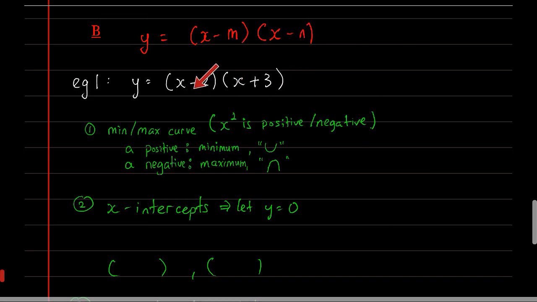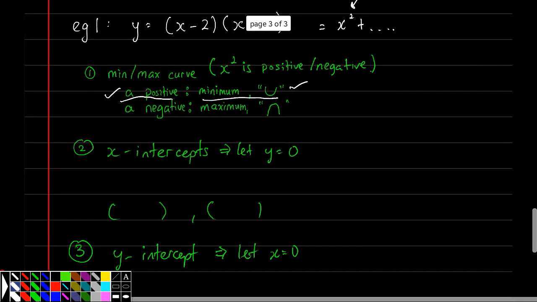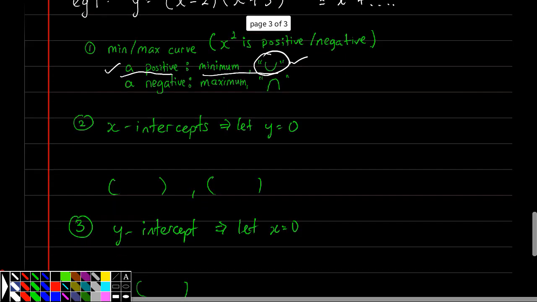Similarly, we look at the value of x squared. In this case, if I were to expand it, I will have x squared plus dot dot dot. So this x squared tells us that it is positive, so I know that this is a minimum curve. Very good. So A is positive, minimum. So I know it's a U-shaped curve. Now let's take a look at the next one.